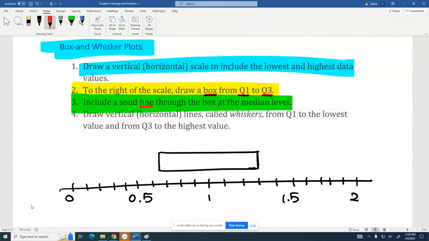Put a line at the median. How much was the median? I remember the median was 0.80, right? At here. We made a box. What was the title? Box and whisker. We can extend the whisker down to the minimum and up to the maximum, right? How much was the minimum again, please? 0.46. Maximum? 1.53. I'm done with this box and whisker plot.